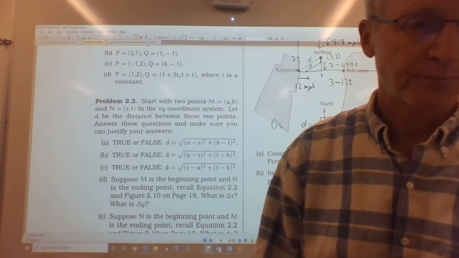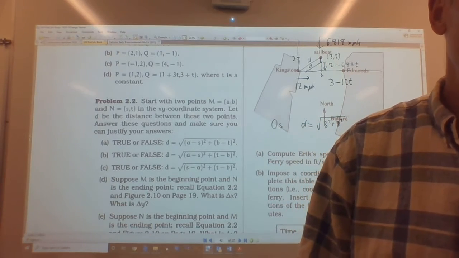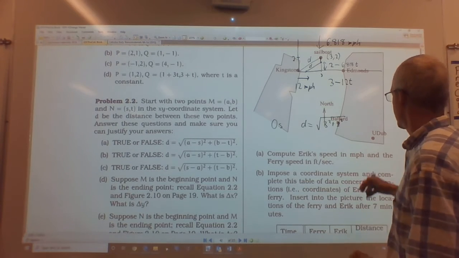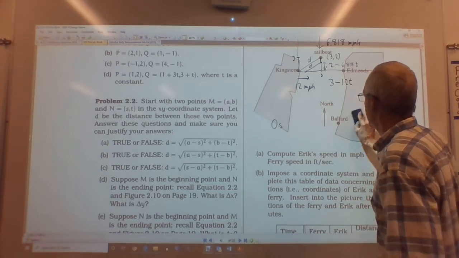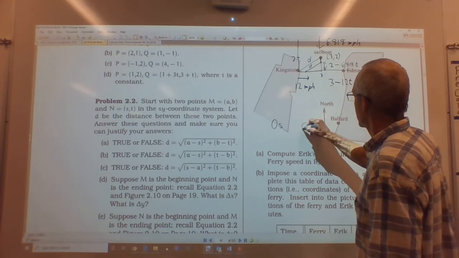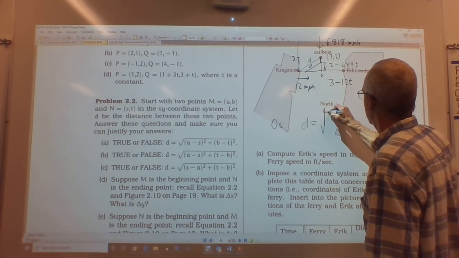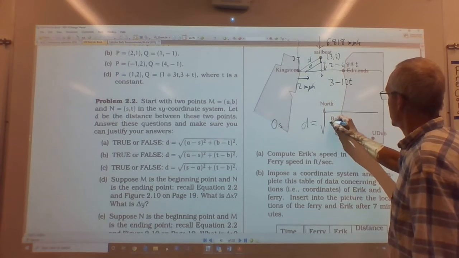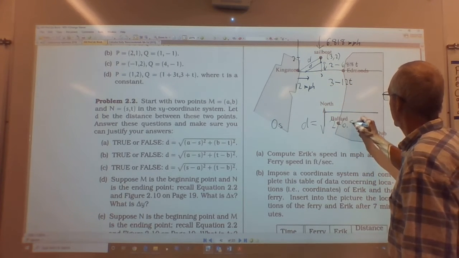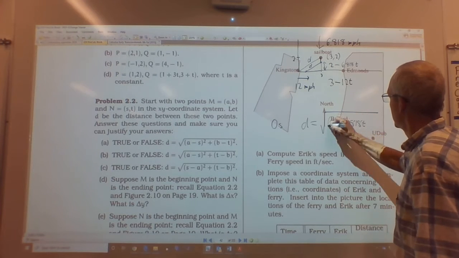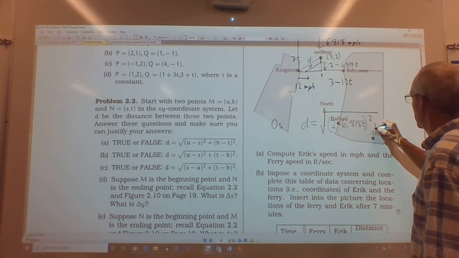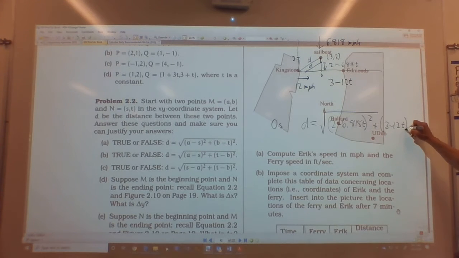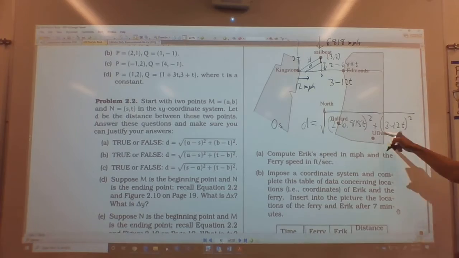And now, for our total distance, we have to put the t's in. The total distance now is the square root of this squared plus that squared: 2 minus 6.818t, squared, plus 3 minus 12t, squared. And you plug in for t.